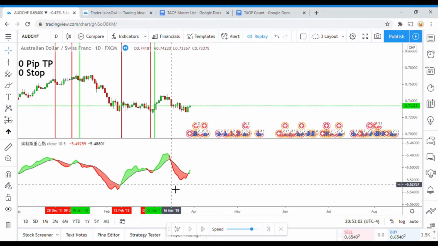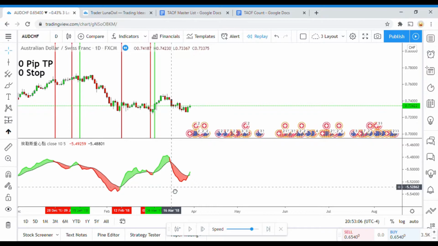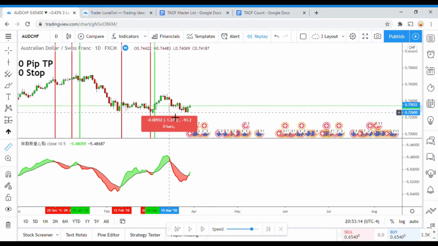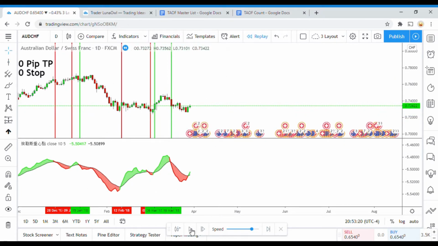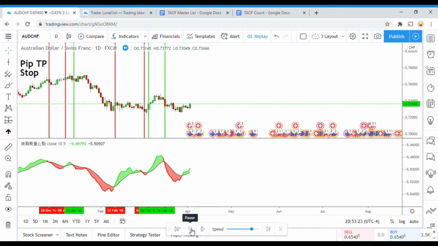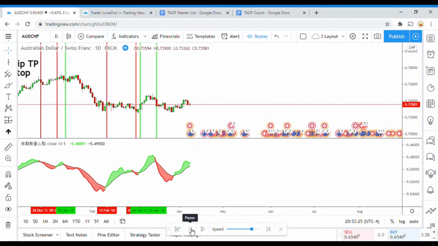And that is why we generally are looking to trade trends here, not reversals. That is what we're looking for: indicators that will give us really good trend trading.